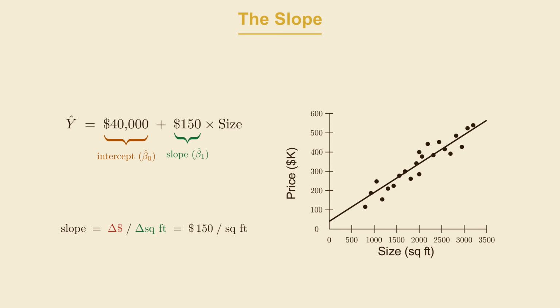And this is what makes the slope so useful in practice. Let's say you're pricing a listing and the house in front of you is 200 square feet bigger than a comparable house down the street. You would bump your estimate up by 200 times the 150, which ends up being $30,000. The slope hands you a rule that you can actually act on. It's as simple as that.